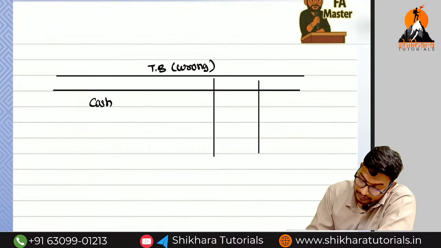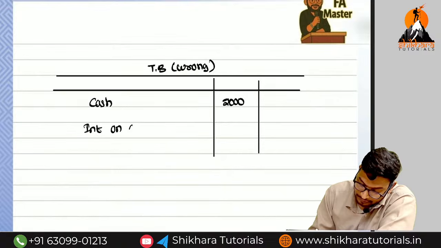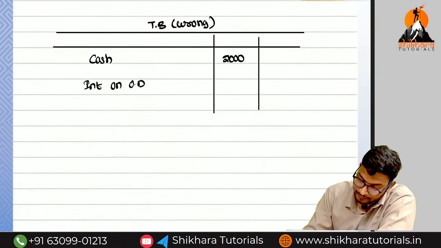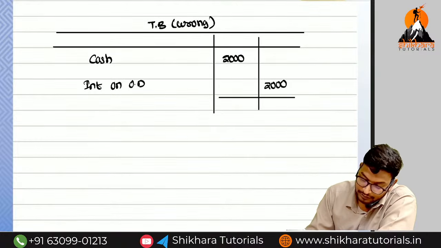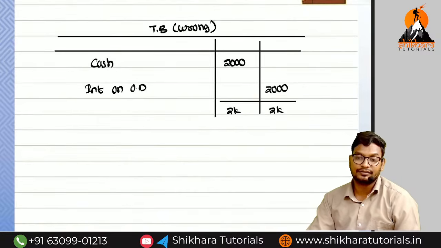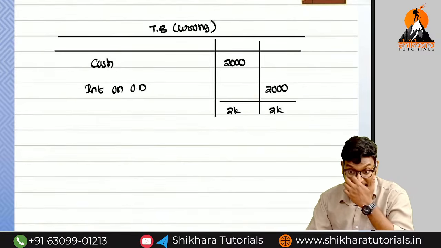Cash is showing on which side? Debit side. And the next, interest on OD, which side? Debit side. 1000 or 2000? 2000. So will the trial balance be affected or not? It will not be affected, because any situation happening in the primary recording means the trial balance will not be affected. Are you getting the point?